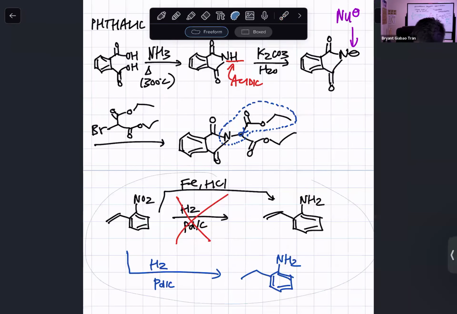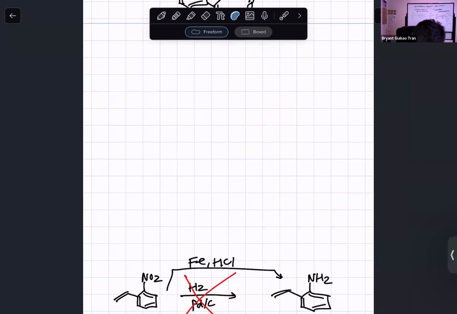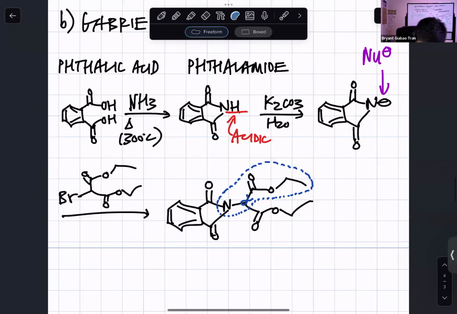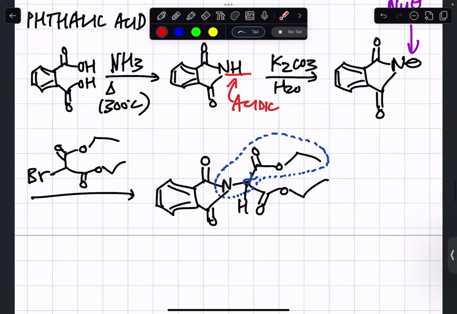So now, if we want to add a specific R group at the alpha carbon, do you remember a way that we could do that? Like if there's an alpha hydrogen right here that's acidic, do you remember a way that we could alpha alkylate a molecule? No, I don't remember.